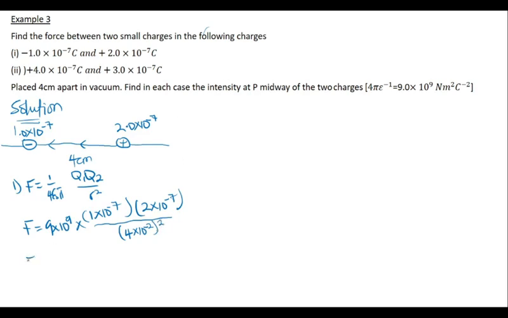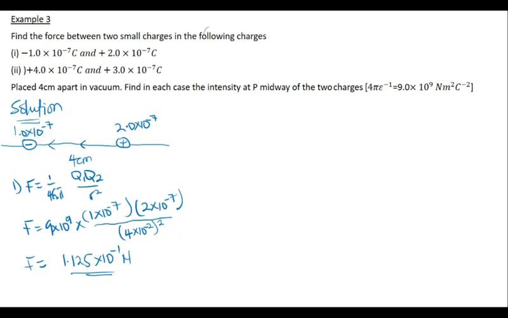Then we square it. If we punch this into our calculator, we get the force to be 1.125 times 10 raised to the power negative 1 newtons. So this is the attractive force between the positive and the negative charge over here. Now let's tackle the electric field intensity part for this one.